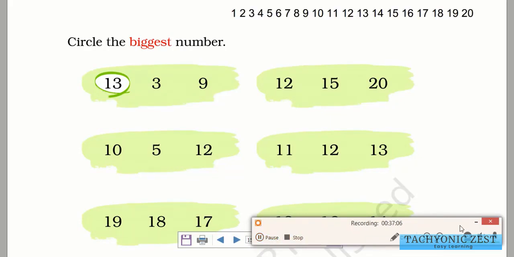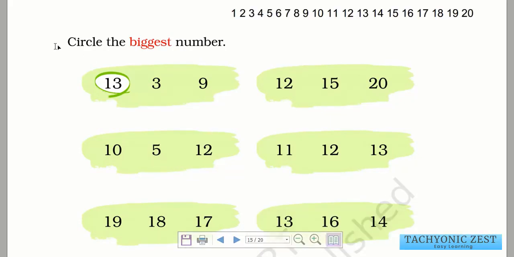So let us see the next question. In this question we have to circle the biggest number. First we will write all the numbers from 1 to 20, and now we will see which is the biggest. The biggest number will be the number that comes after all the other numbers. For example, here 13 is the biggest number.